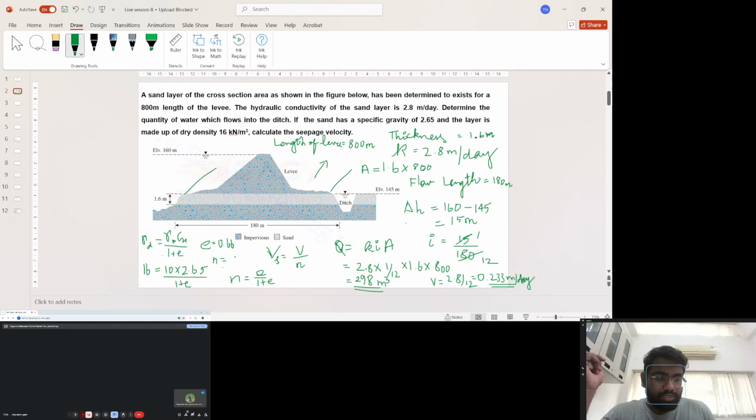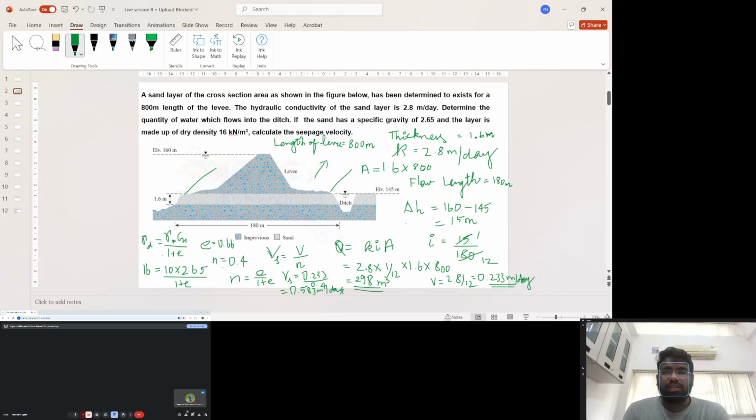Now porosity will be n is equal to, substituting in the formula, e by 1 plus e, 0.66 divided by 1.66, which comes around 0.4. Now Vs will be calculated as 0.233 by 0.4, which gives us 0.233 divided by 0.4, which gives us 0.583 meter per day, the seepage velocity.